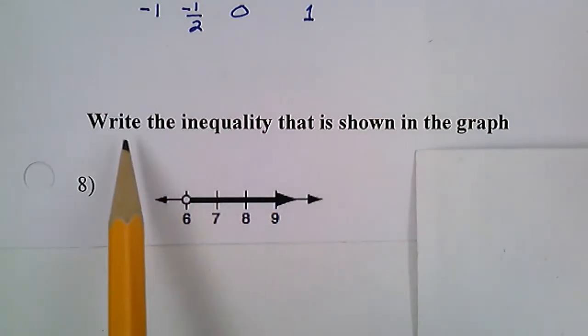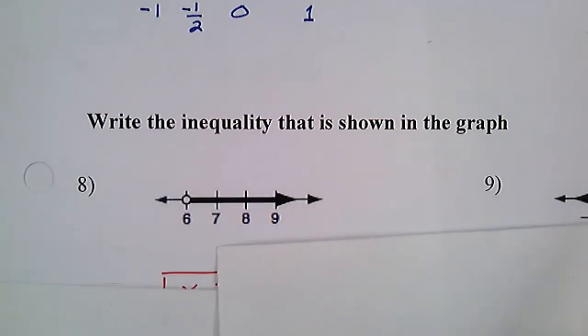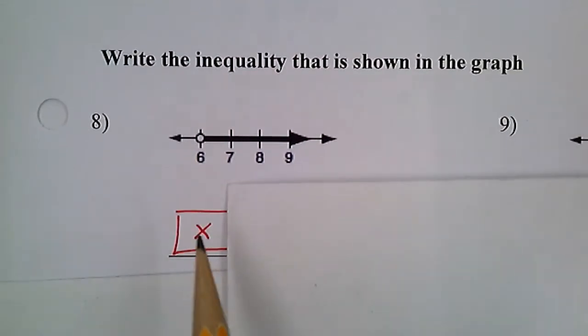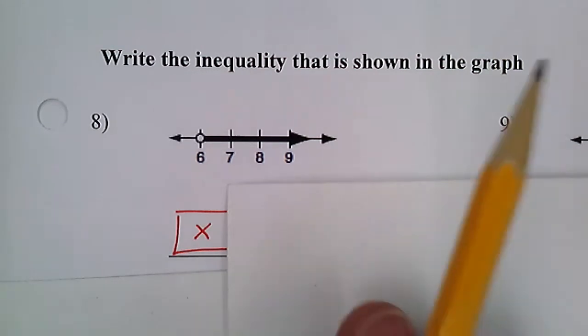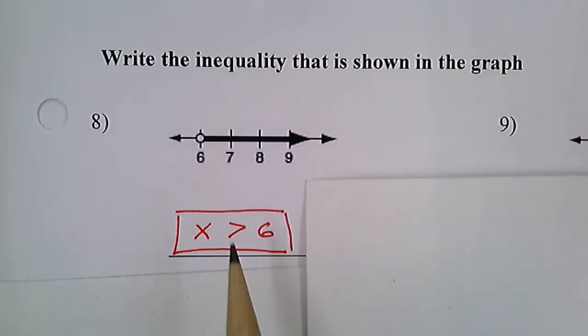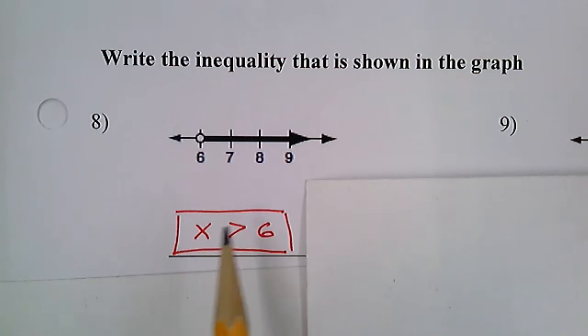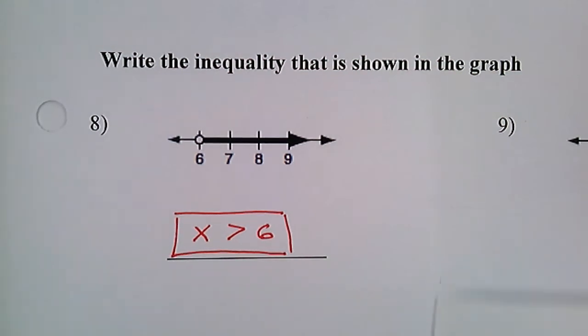So when we write inequalities, we always want to start with the variable x. Or you could start with a different variable, you could use y or t, but I like x. So x is all numbers that are greater than, not greater than or equal to, just greater than, right? No equal to, because it's an open circle. So all numbers that are greater than 6. Okay, so you've got numbers 9, 10, and 11 to do.